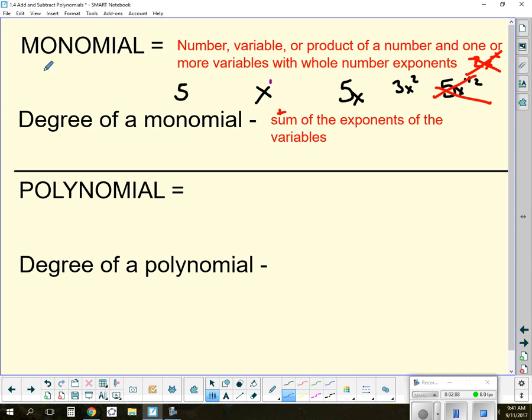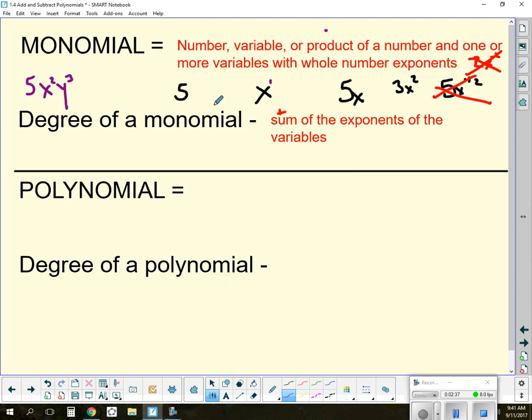So none of these had any to add up, but maybe we had a monomial that said 5x squared y to the third. That's a monomial because it's the product, meaning multiplication, of a number and one or more variables. We've got our whole number exponents, so we have to add the exponents on the variables. The degree of this would be 5. It's not 5 because of this 5, it's 5 because 2 plus 3 is 5.